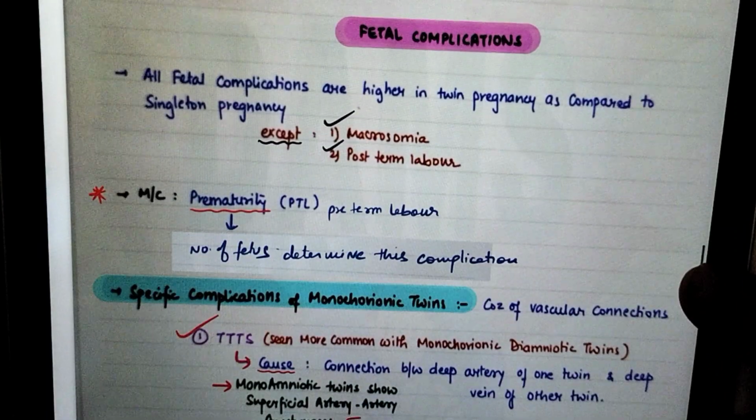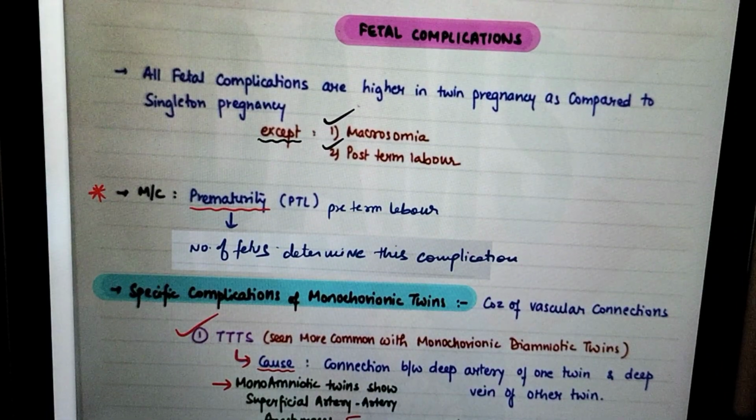Now the fetal complications. All fetal complications are higher in twin pregnancy as compared to singleton, except macrosomia and post-term labor. Most common fetal complication is prematurity, which occurs in preterm labor. Number of fetuses determines this complication.